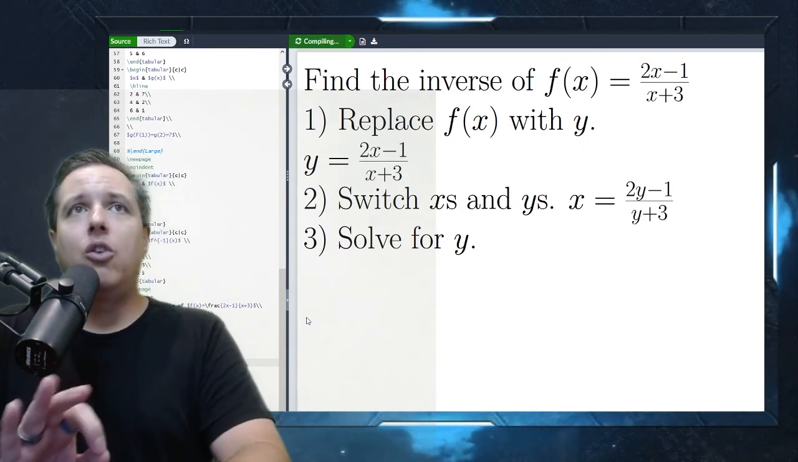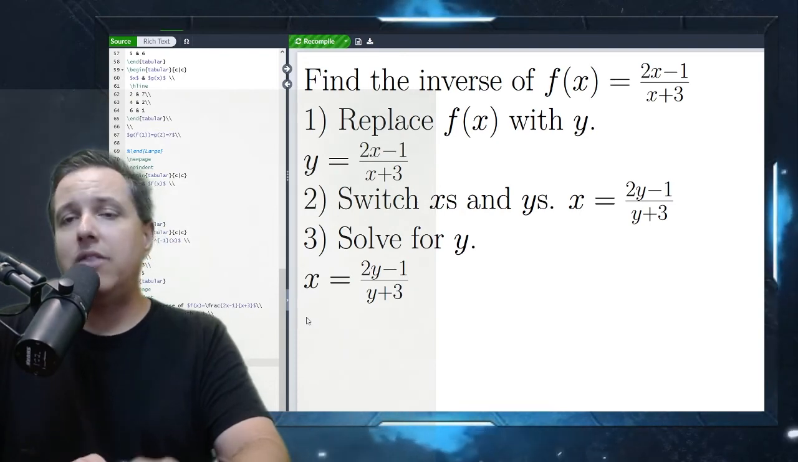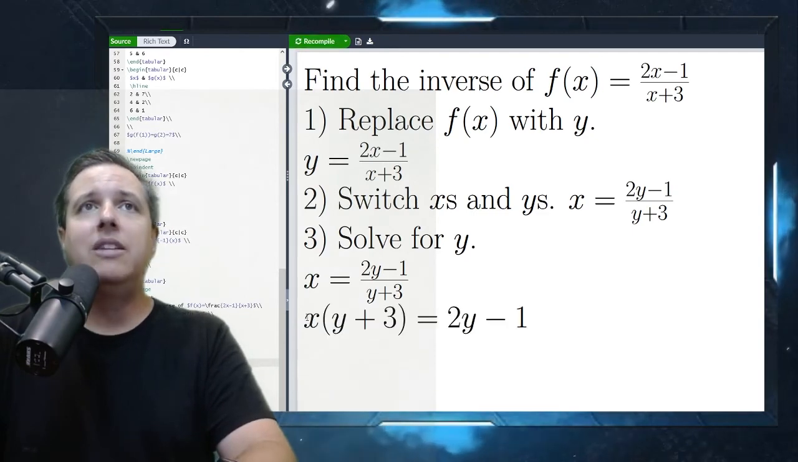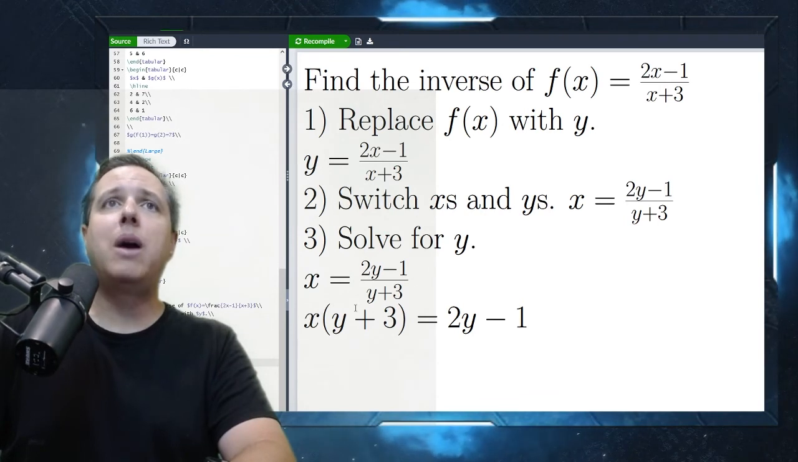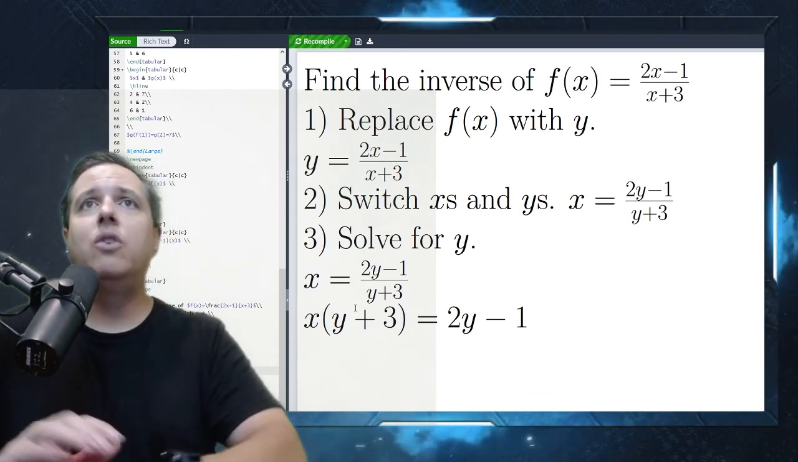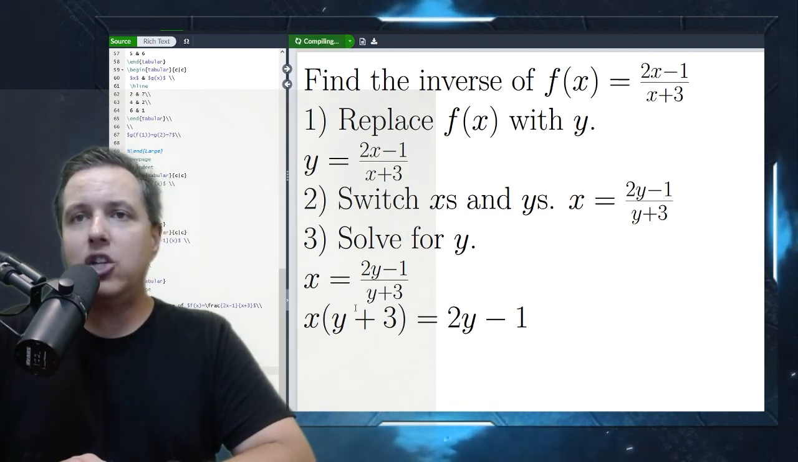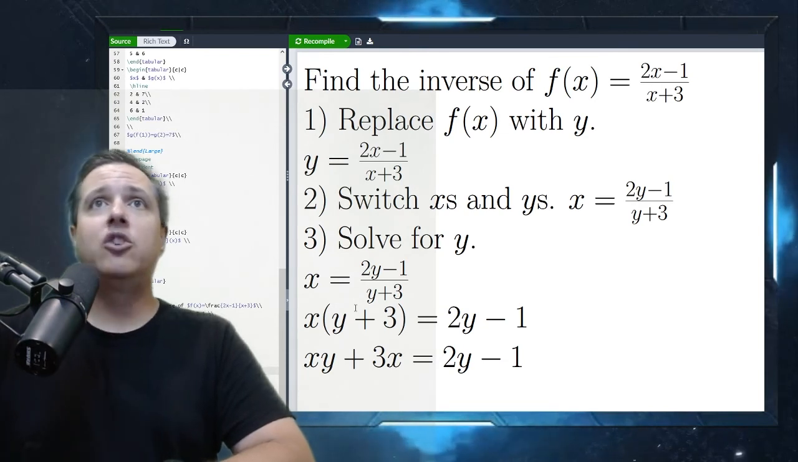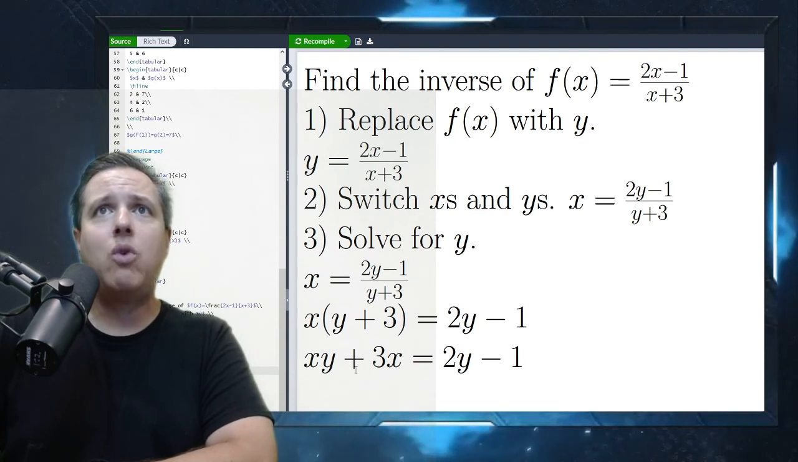So we have to fix both of those problems if we're going to try to go through and solve for y. We're going to multiply both sides of this equation by y plus 3. That gets the y that's in the denominator out of the denominator and makes it a little bit easier for us to deal with. So all I've done here is multiply both sides of the equation by y plus 3. And now we want to collect our y terms on one side of the equation, and we want anything that is not a y term on the other side. So you can see that's what we're multiplying out here. I'm distributing the x in to get xy plus 3x equals 2y minus 1.